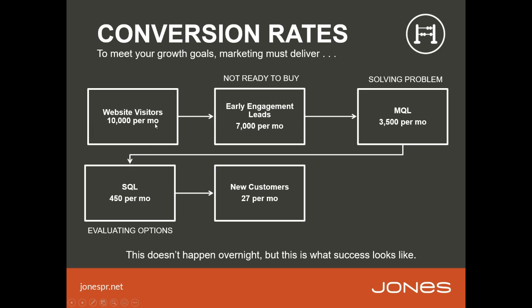Now, you need to start at the end goal and work backwards to determine how much website traffic you need to generate to enable sales to meet its goals. Now, see this number? 27. That's the number of customers this sample company needs to close each month, every month, in order to achieve its revenue goals. Now, in this scenario, the marketing team must generate 10,000 website visitors per month.